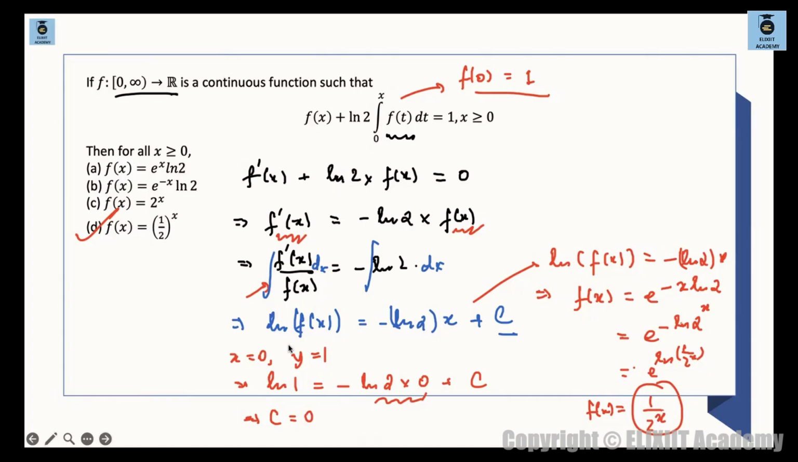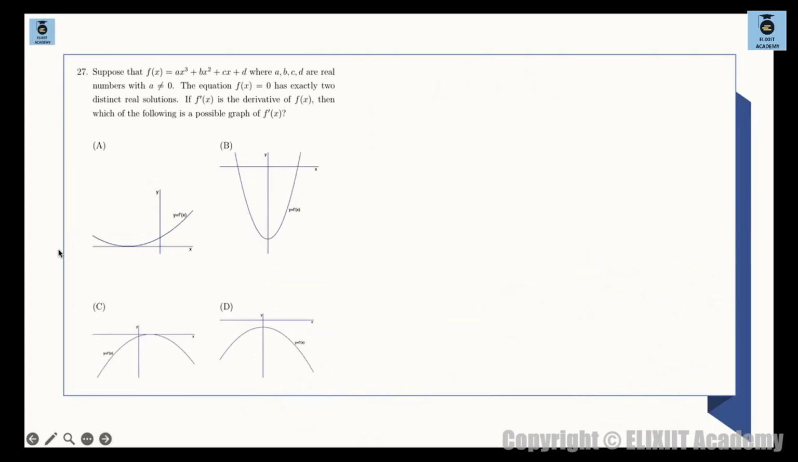You get these kinds of questions in JEE as well, right? A very common format of the question, that an integral is stuck over here, some integral equation is given and you have to find the function from there.